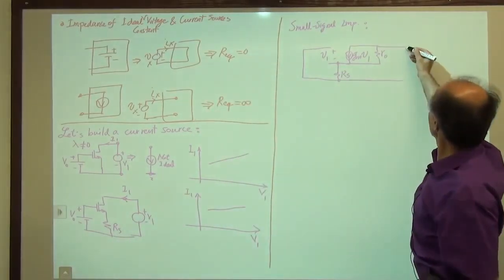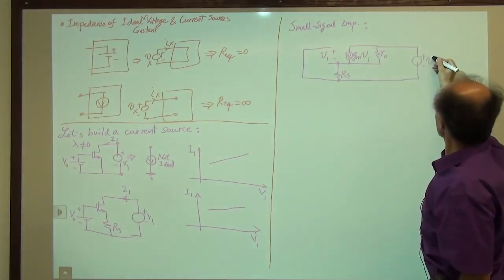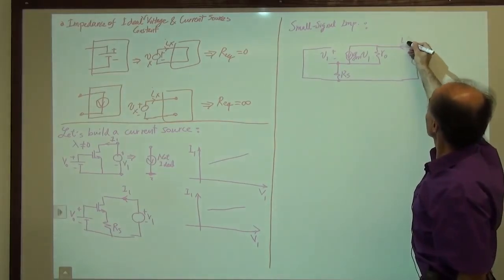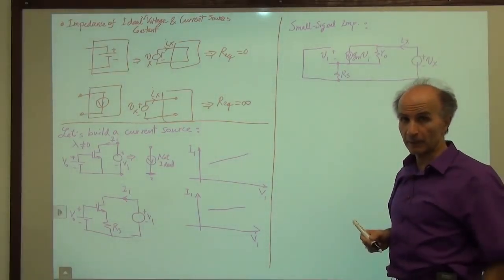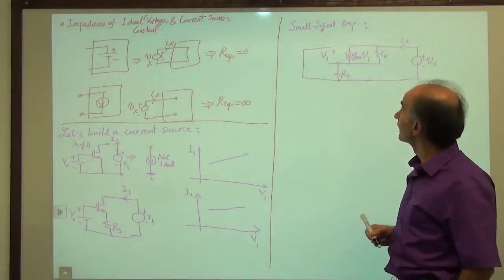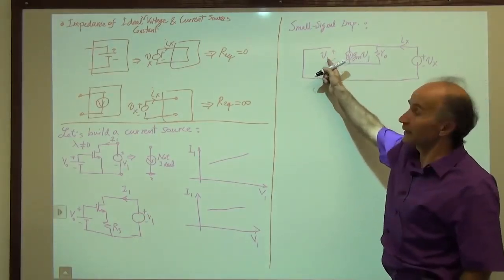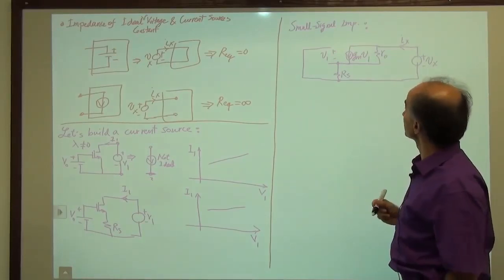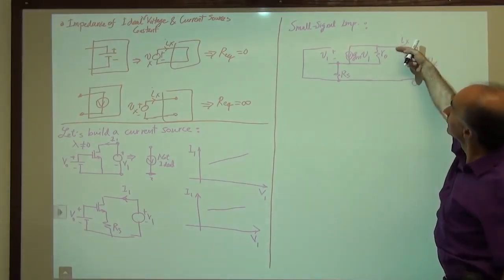Okay, so let's go ahead and perform our usual test. We apply Vx, a small signal voltage, and measure the resulting small signal current, and that will give us the output impedance, the impedance of this current source. All right, so we have to analyze the circuit. As usual, we would like to eliminate V1 and then find Vx over Ix.